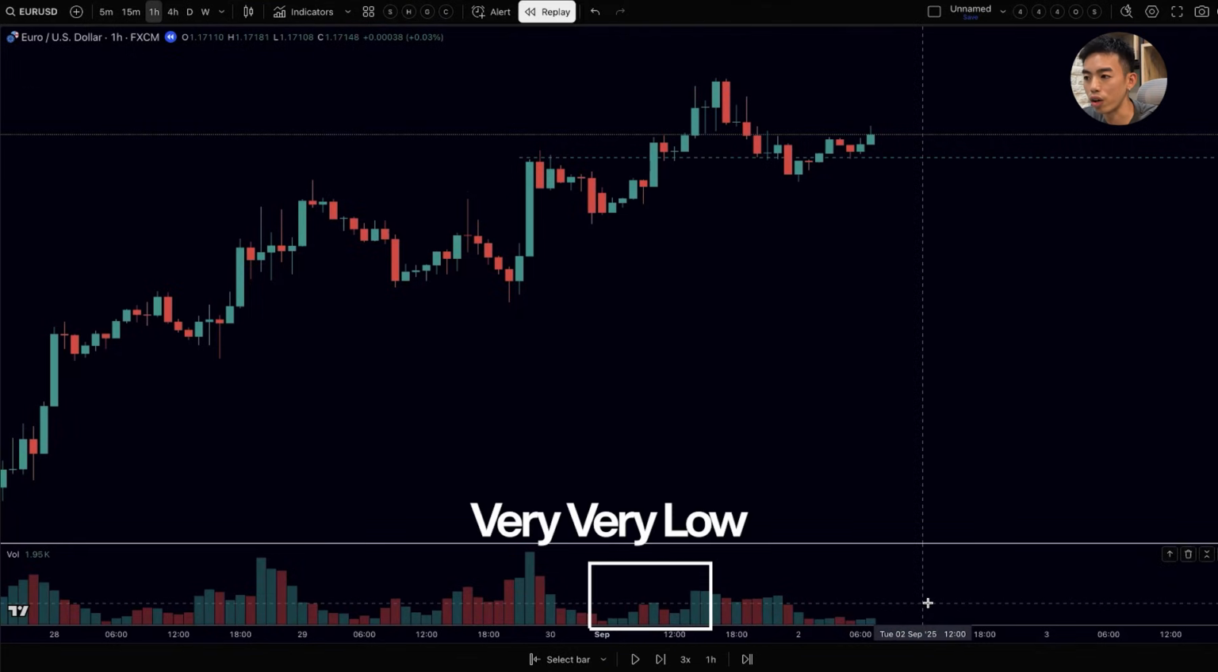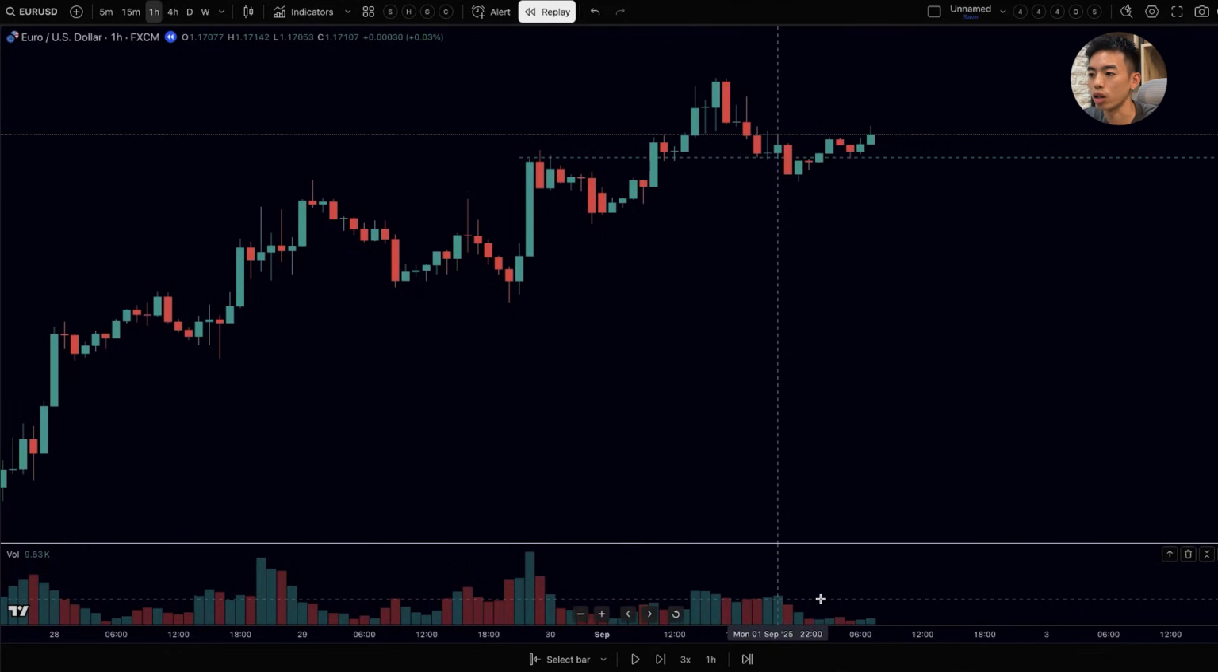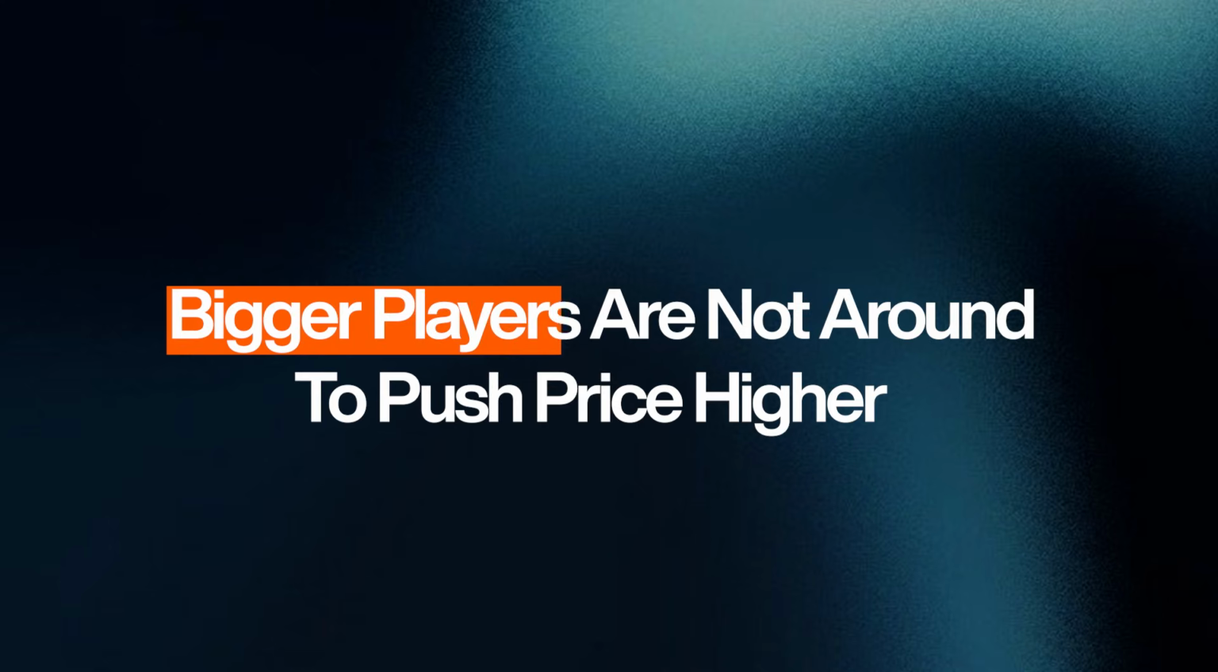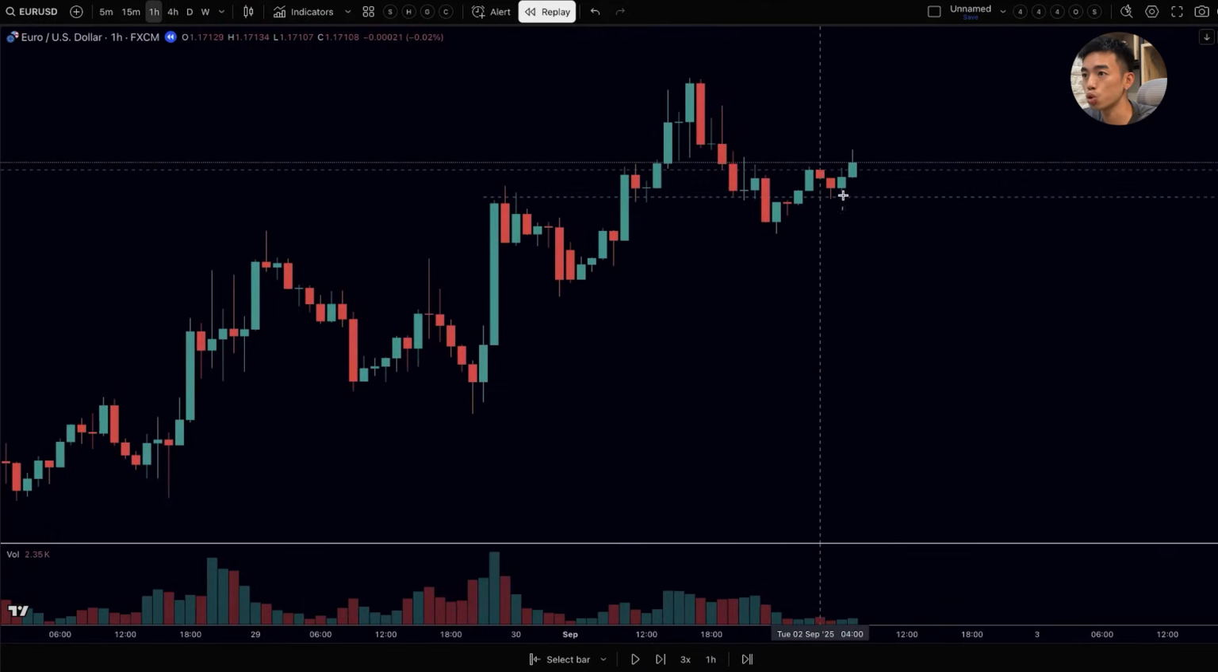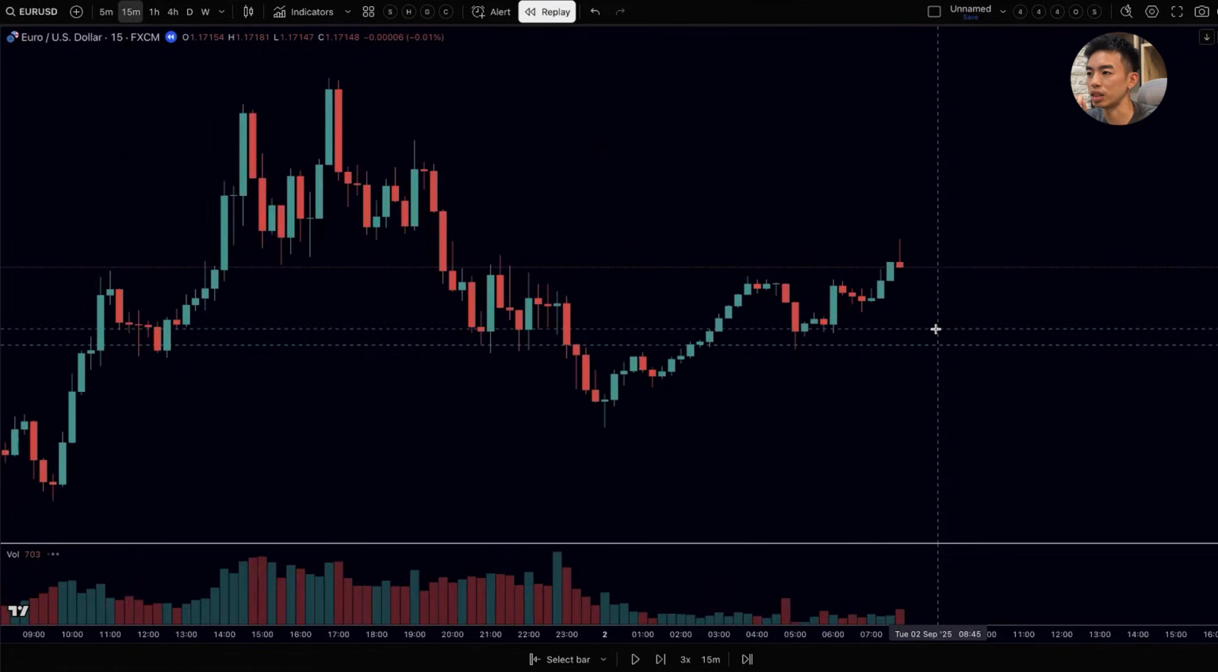It's all very low, all very quiet, which only means one thing: the bigger players are not around to push price higher. Which means if you were to join the buys right here, let's drop down to the 15-minute time frame and have a look at the precise area to look for a buy.